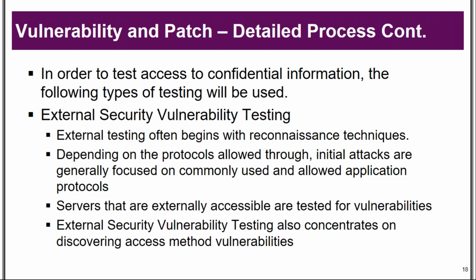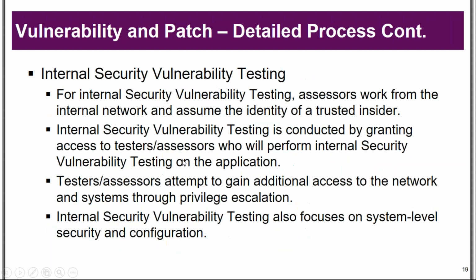That was external. And the internal, just going a little bit deeper into those, for internal security vulnerability testing, our testers need to work from, again, as I gave you an example, the internal network, and assume the identity of a trusted insider. So it's almost like an insider attack. Somebody's already in our system. What would they do in order to break the system?